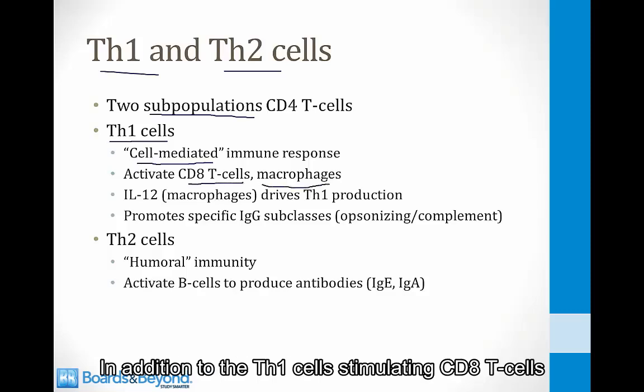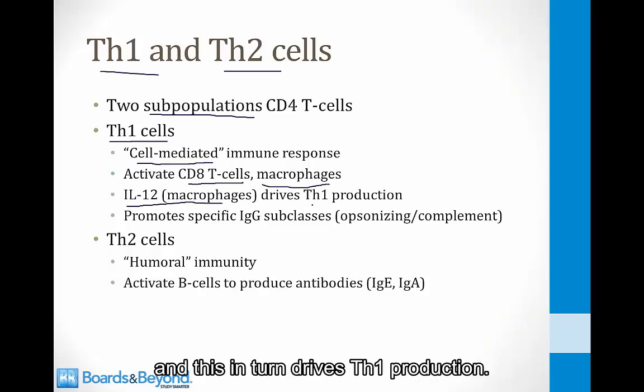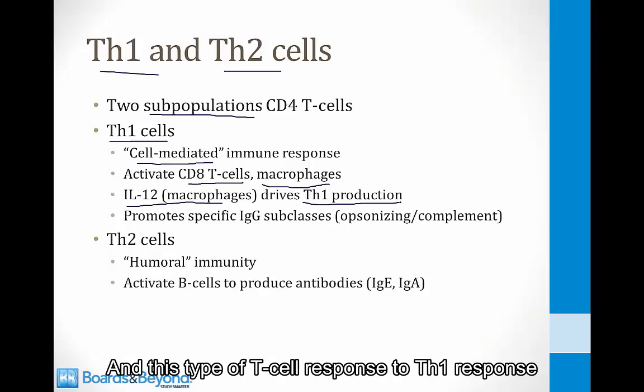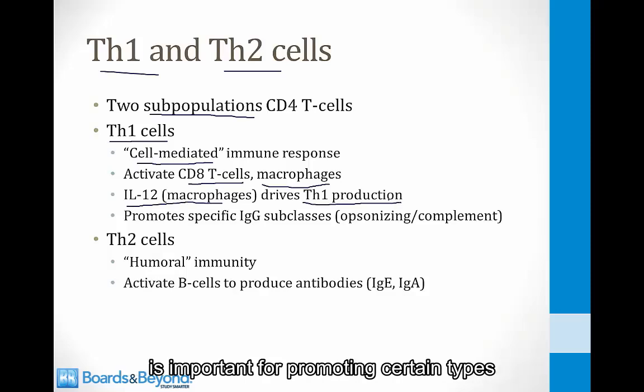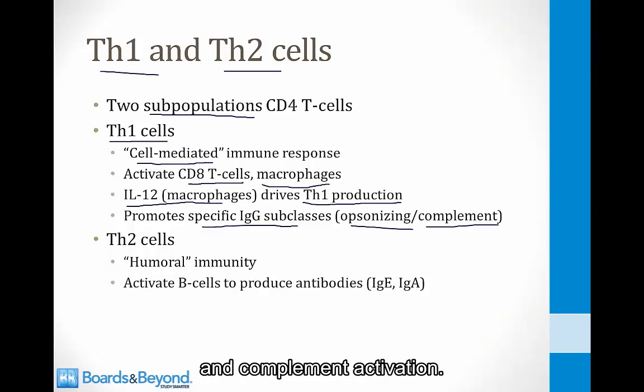In addition to the Th1 cells stimulating CD8 T cells and macrophages, macrophages release IL-12, and this in turn drives Th1 production. And this type of T cell response, the Th1 response, is important for promoting certain types of specific IgG subclasses that function for opsonization and complement activation. Contrast that with the Th2 subpopulation of helper T cells. This subpopulation is important for what's known as humoral immunity.